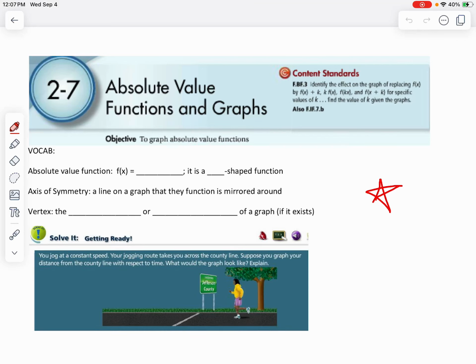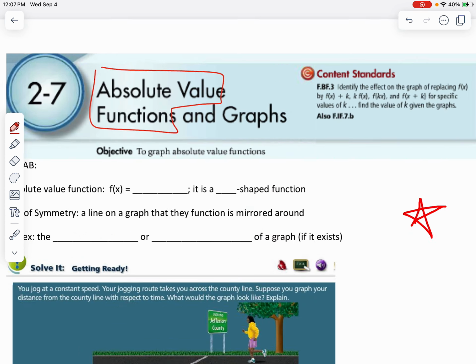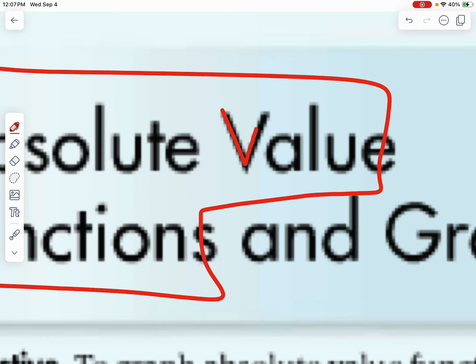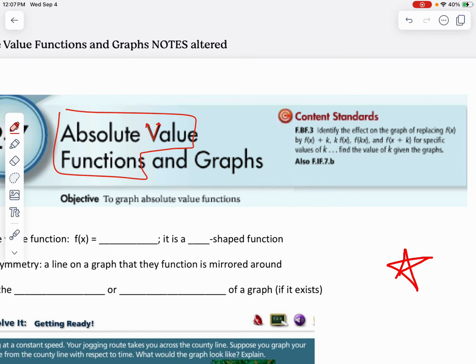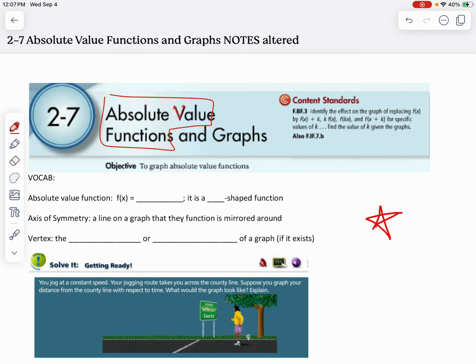Hey everybody, these 2-7 notes were looking kind of old, so I thought I'd go ahead and redo them for us. So 2-7, we're going to talk about absolute value functions, and the v in value is a very good indicator of what our graph is going to look like. Our graph's actually going to look like a v, and they are functions.